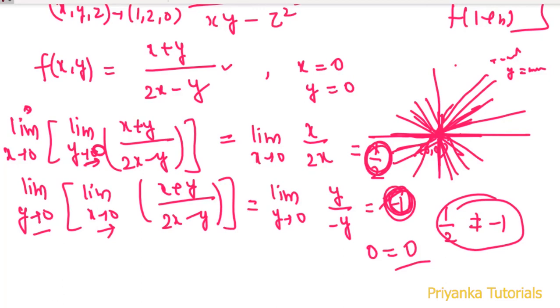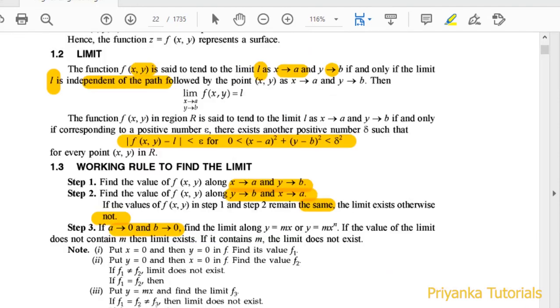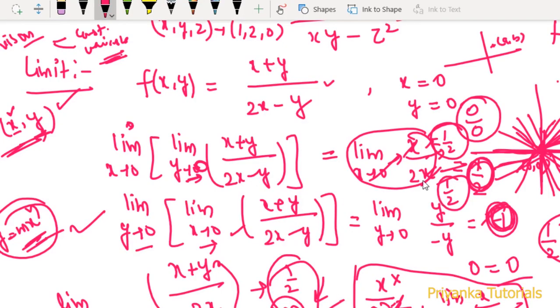So the easy way is that you just go according to the working rule. That you calculate x equal to a, y equal to b, then y equal to b, x equal to a. If the values in both steps are the same, that means the limit exists, otherwise not. I have shown you one example. From here we have learned two things: if our limit does not come equal according to two paths, if you are taking two paths, then obviously the limit will not exist. But suppose the values are the same. From these two paths, the values are the same.